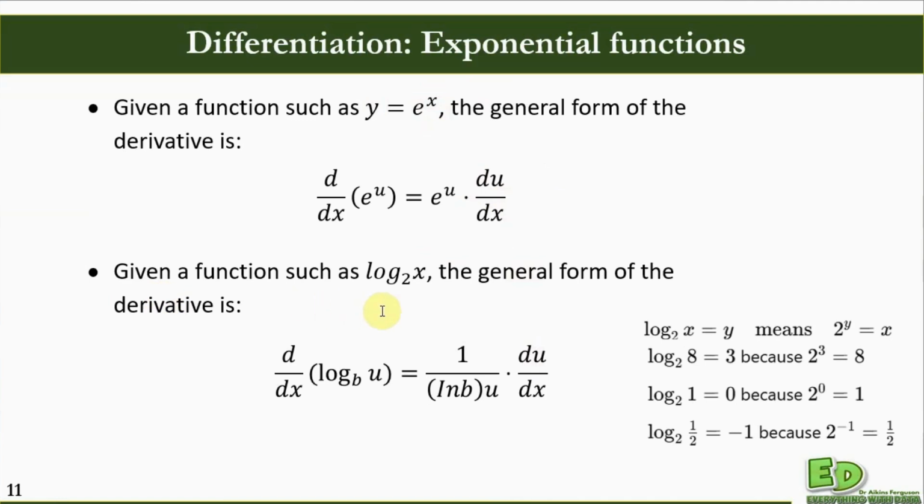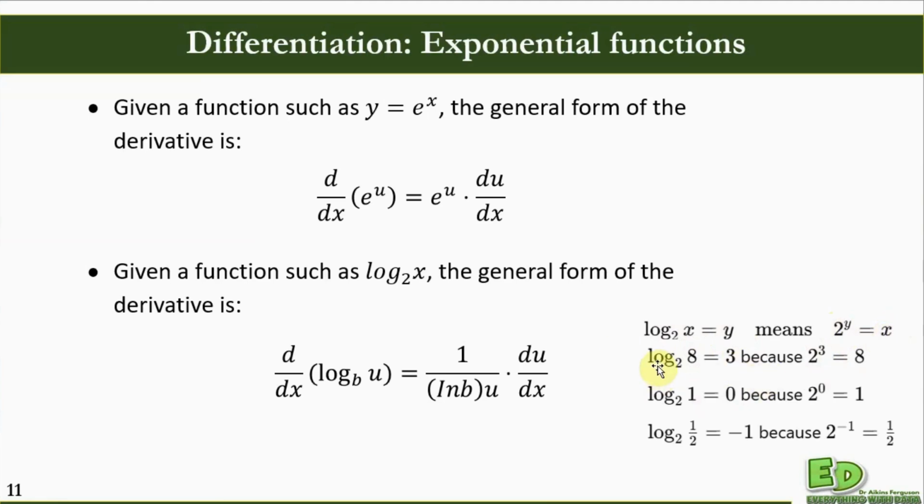That's why I was saying that the differential of e to the power x gives you the same thing. Given a function such as log of u to the base b, the general form of the derivative d of log u to the base b over dx is equal to 1 over ln of b multiplying u, times du over dx. Let's look at this explanation as to this logarithm approach. Log x to the base 2 is equal to y, means that this base of 2 raised to the power y should give you x. So 2 to the power y should be equal to x.